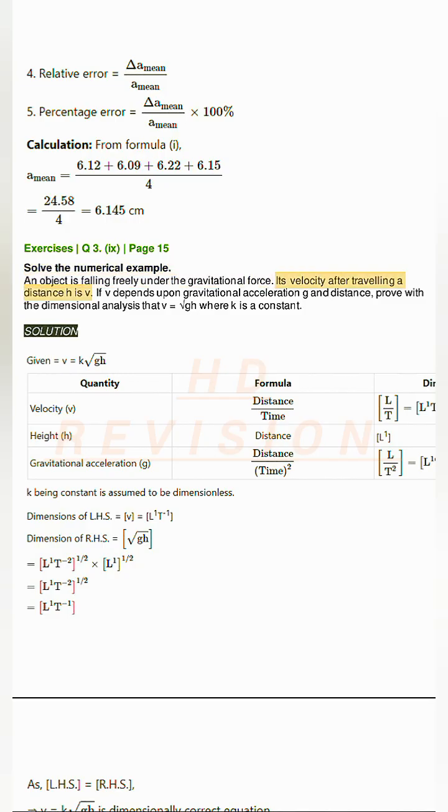Its velocity after traveling a distance h is v. If v depends upon gravitational acceleration g and distance h, prove with dimensional analysis that v equals k times the square root of gh, where k is a constant.